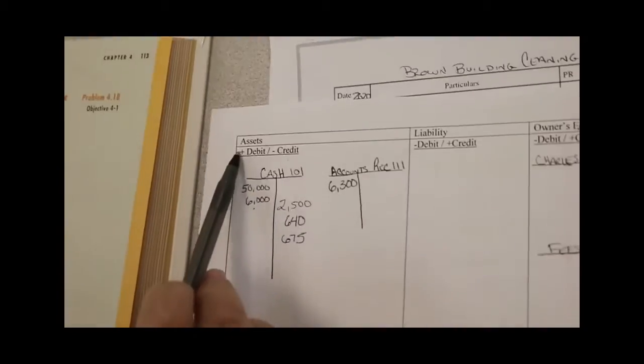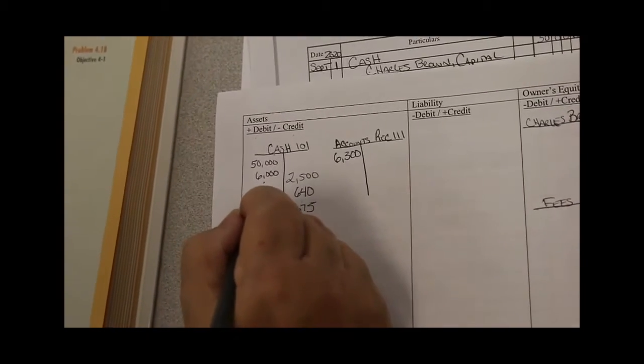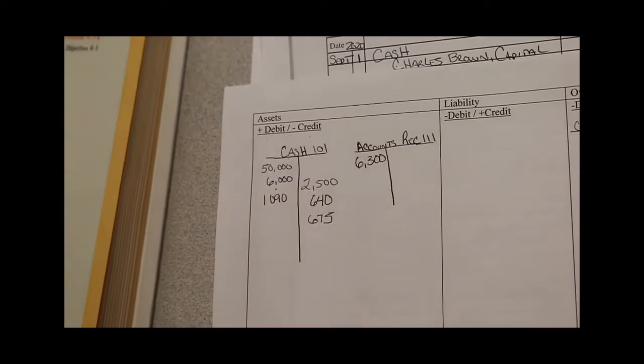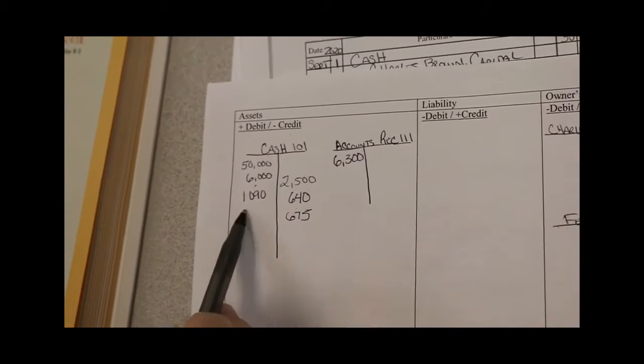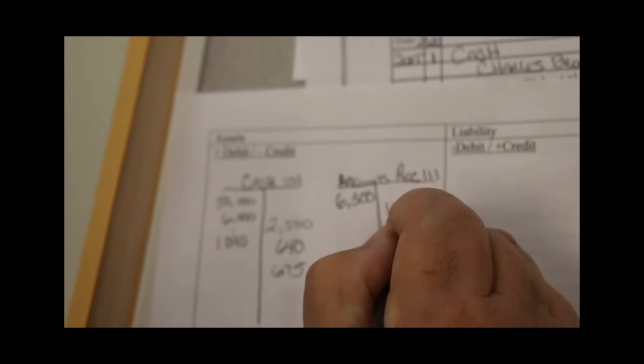So since we're staying in assets, we're going to increase our cash by putting over here 1090, and then reducing our accounts receivable by crediting it 1090.